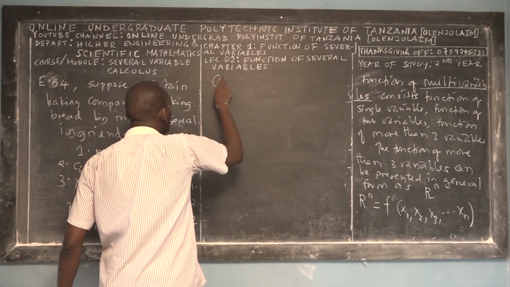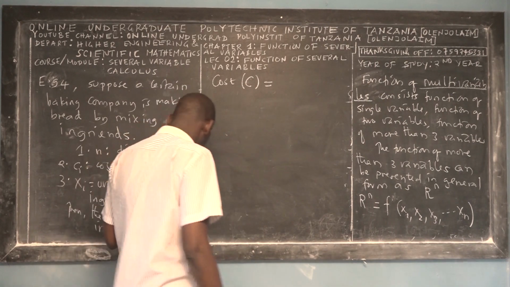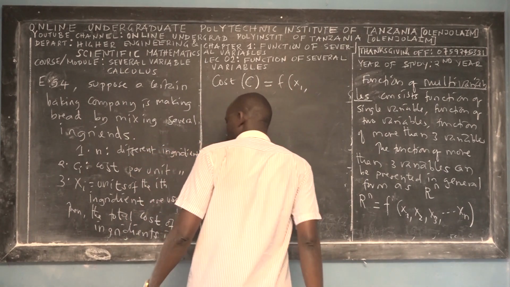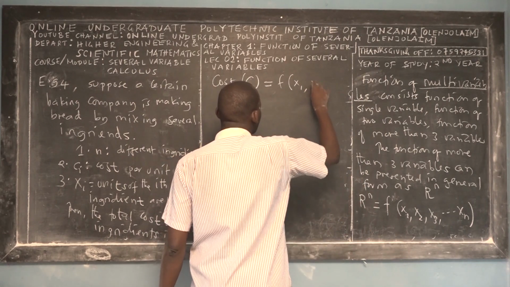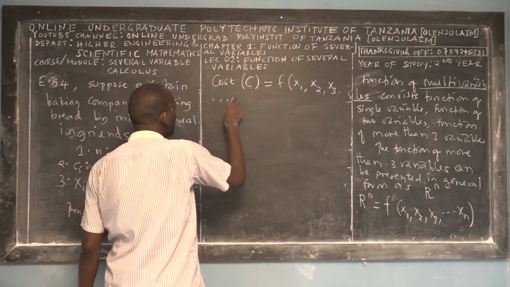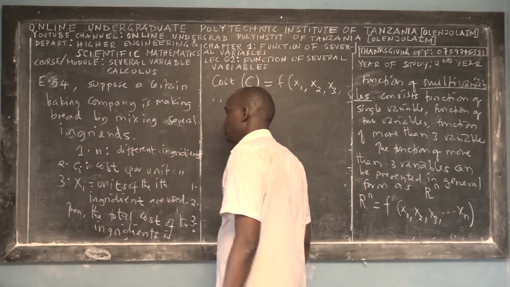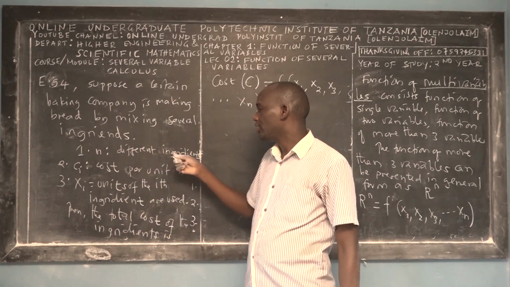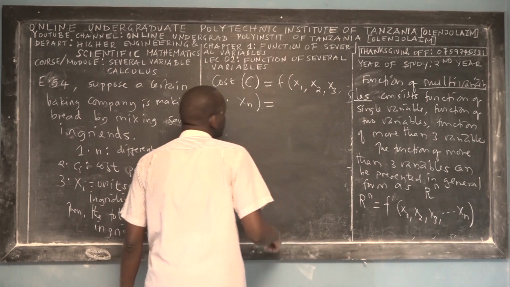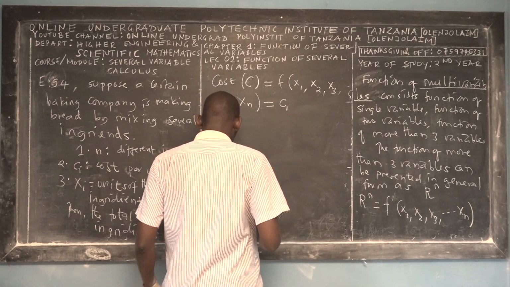Suppose that the cost, we use the capital letter C, represents the cost of ingredients. So the cost of ingredients in this case will be a function of x1, the first ingredient used, and then the second ingredient used, and the third, and so on to the nth ingredient used, because we don't know. And the cost will be a product of the amounts of the ingredients that have been used times the cost of that unit of ingredient.